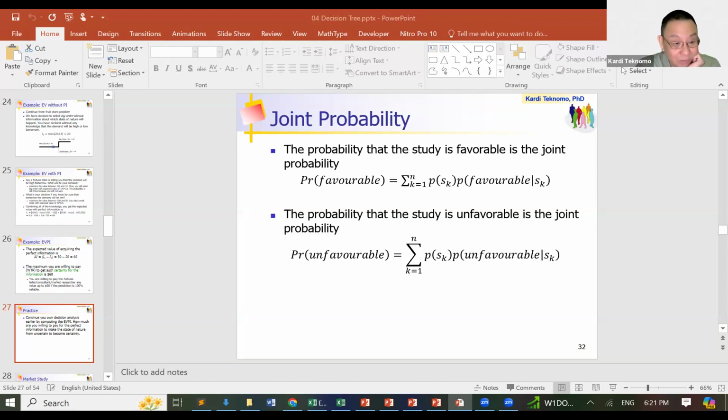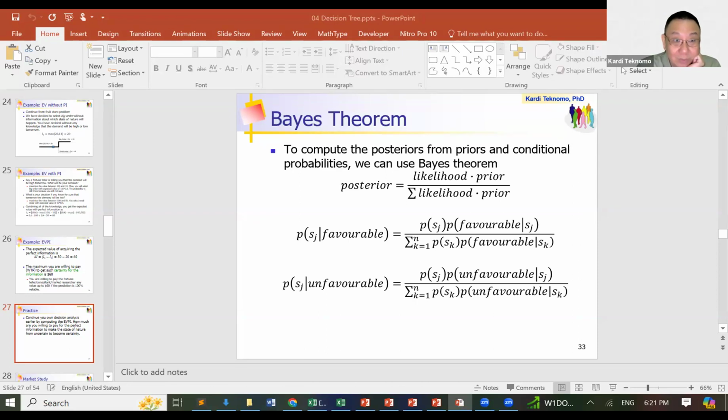Okay, that's the formula. So now, if you know the values on the right hand side, you can compute the left hand side. So if you know the likelihood and the priors, you can compute the posterior. This is exactly what is called Bayes' theorem, right? Bayes' theorem is to compute the posterior probability, knowing the likelihood and the prior.